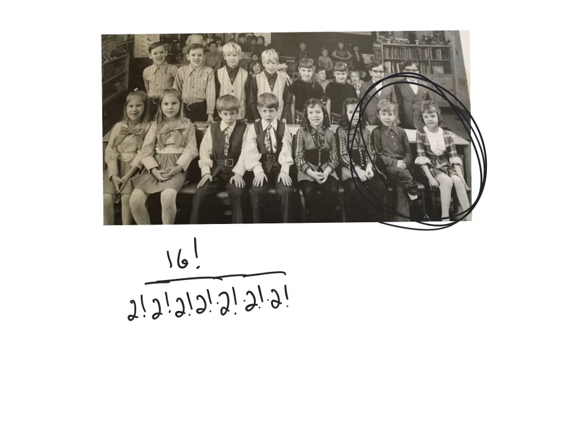All right, and so the number of distinguishable permutations then would be 16 factorial divided by 2 factorial, 2 factorial, 2 factorial, over and over again. So divided by 2, there we go.